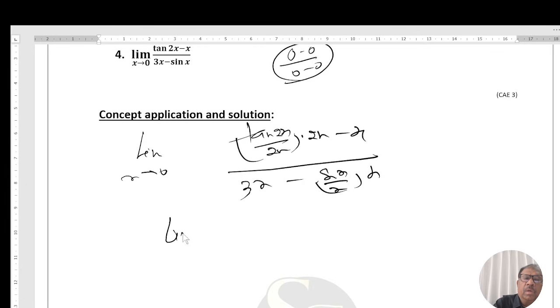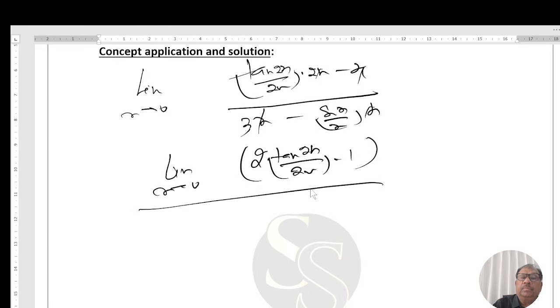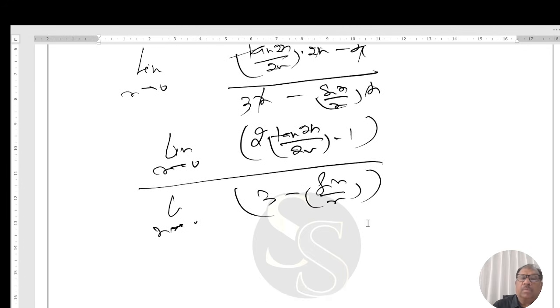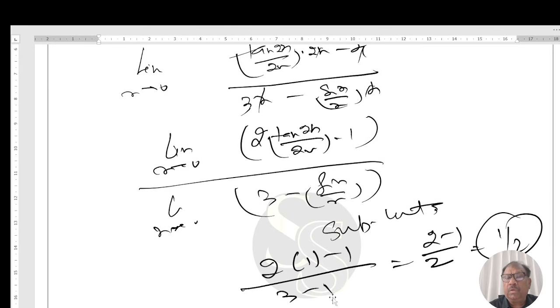Now using algebra, limit x tends to 0, x common will come, cancel. Twice into tan of 2x upon 2x minus 1, upon limit x tends to 0, 3 minus sin x upon x. Now substituting limits: twice into 1 minus 1 upon 3 minus 1. That is 2 minus 1 upon 2. That is 1 by 2 is the answer. Right? Next question.